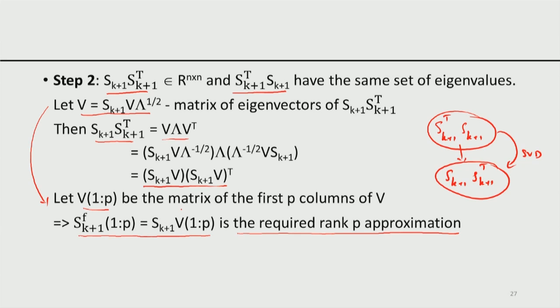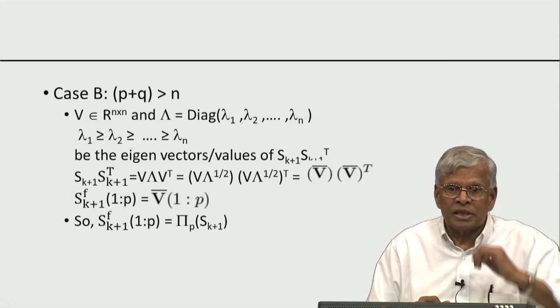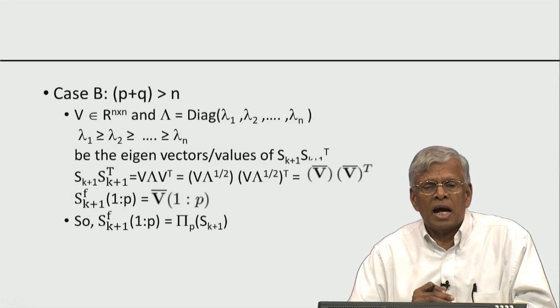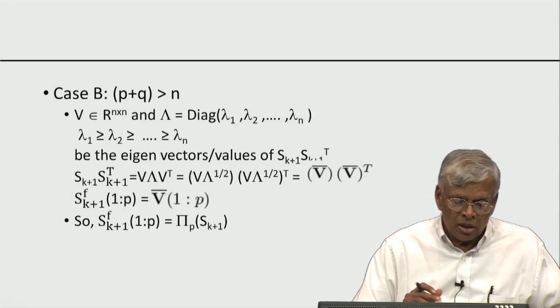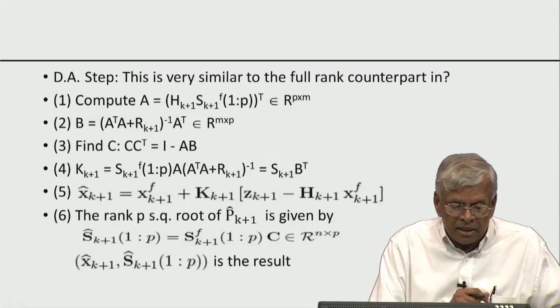So the rank p approximation matrix for the forecast I want is given by multiplying S_{k+1}, which I already have, which is a matrix of size n by (p plus q), by this. So this is the required rank p approximation. Case B is similar. I don't want to go over the detail by reciting the whole thing. I would leave case 2 as an exercise for you. That means I can do the same reduction in the rank by this process.